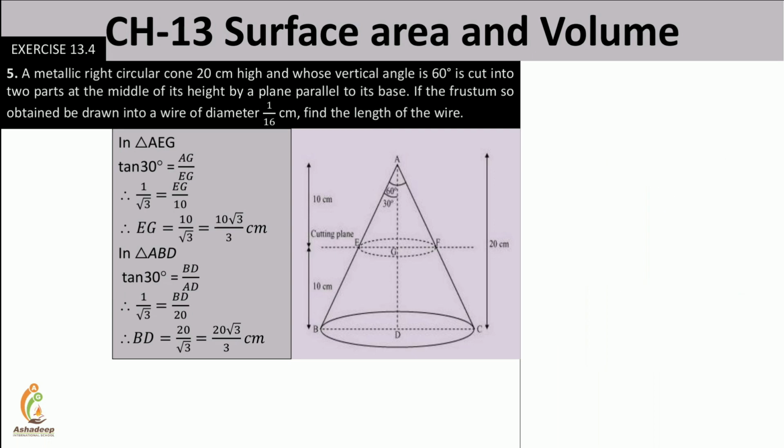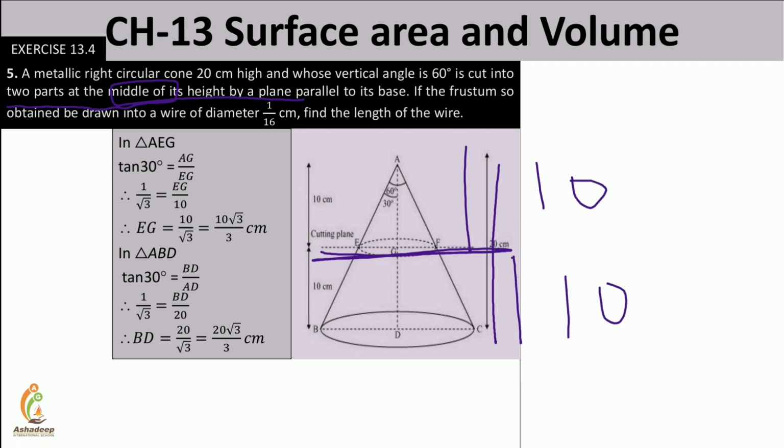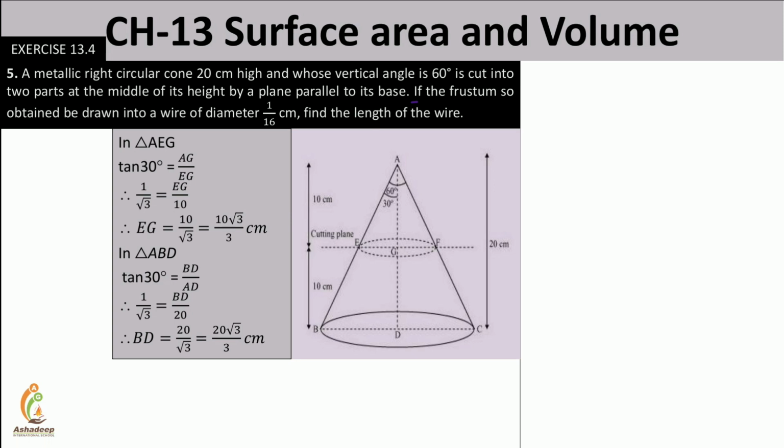Okay, let's start. A metallic right circular cone of 20 centimeter height whose vertical angle is 60. That is nothing but this full angle. This full angle is 60 degree. It is cut into two parts in the middle of its height. See, the total height is 20. If we cut it from the middle, the top portion is 10 and the bottom portion is also 10. Right? That means its height. If the frustum so obtained is drawn into a wire of diameter 1 upon 16 centimeter, find out the length of the wire.